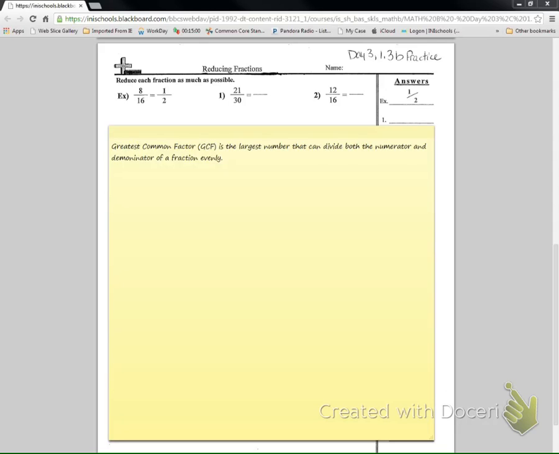One way you could do this, and I'm going to use an example, is write all the factors of both the numerator and your denominator. For example, the factors of 8 are 1 and 8, 2 and 4, and there are no other factors. The way I know this is because there's no numbers between 2 and 4 that can divide the number 8 evenly. That's how I know I'm done.